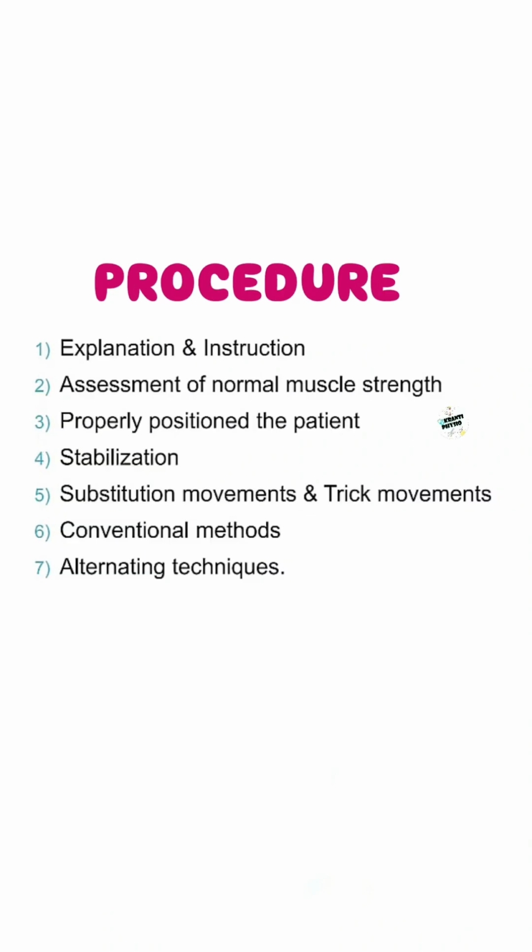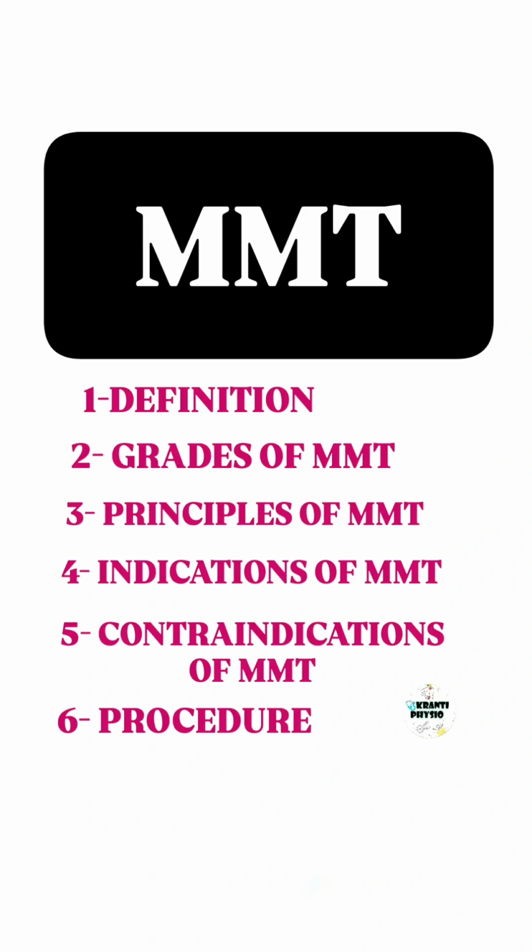Then the procedure. Proper explanation and instruction of the patient about the procedure is needed. Then assessment of normal muscle strength, then proper position of the patient is needed, then stabilization, then substitution movement and trick movement should be observed by the therapist, then the conventional method, then altering the techniques. That's all about the basics of MMT.